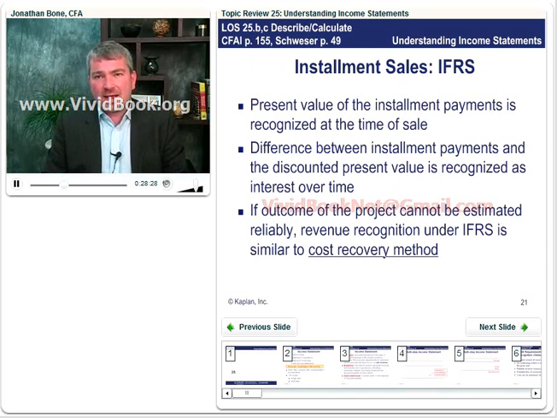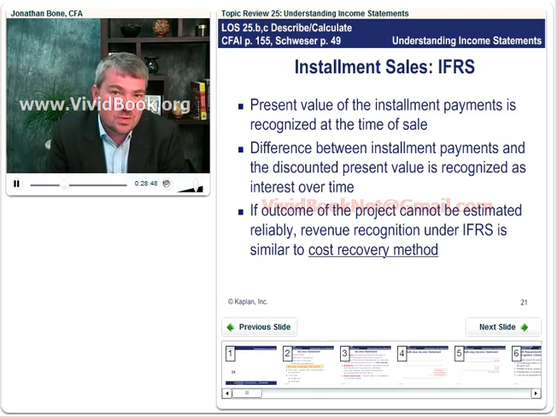Now be aware how it works under IFRS. It's a slightly different approach for the installment sales. What you're going to do is record the present value of the installment payments, and you record it as a sale at the time of sale. Now the difference between the payments you'll actually receive in the future and the present value that you've recorded as a sale is going to be treated as interest and spread over the life, if you like, or the time it takes to collect the cash from your customer.